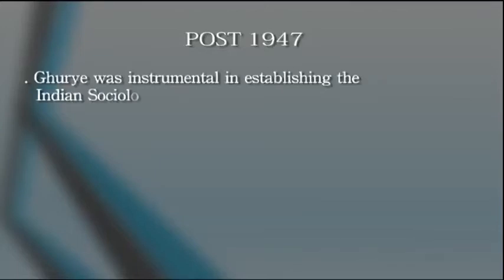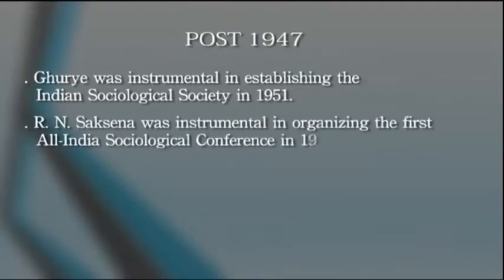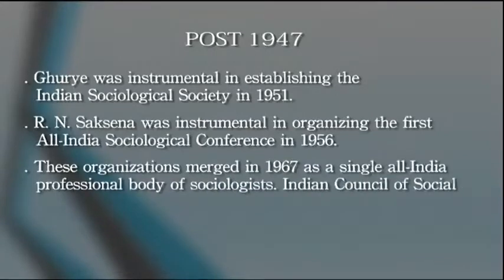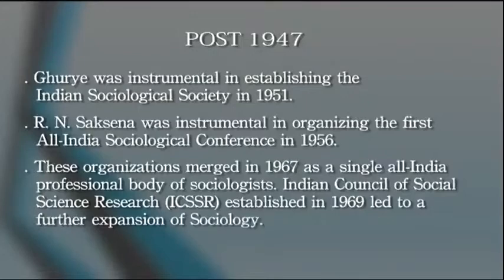Now, post 1947, that means after independence, you again have a further growth in the professionalization of sociology. G. S. Ghurye, whom we have already mentioned in the context of the Bombay University, was the first to actually start the Indian Sociological Society in 1951. R. N. Saxena organized the first All India Sociological Conference in 1956. Now, these organizations merged together, that is the Indian Sociological Society and the All India Sociological Conference. They merged together in 1967 and they also established the Indian Council for Social Science Research, ICSSR, in 1969.